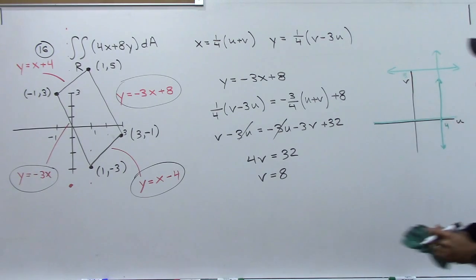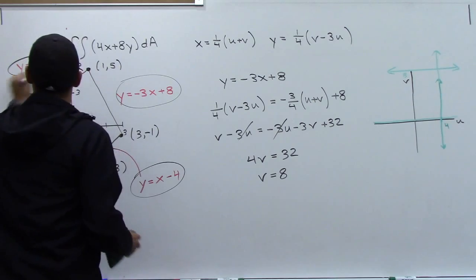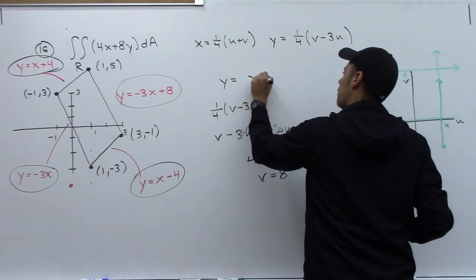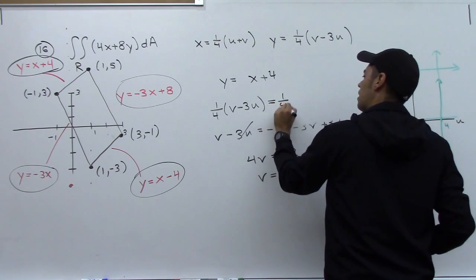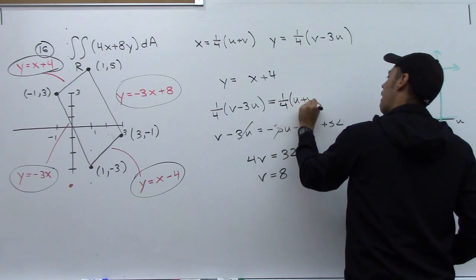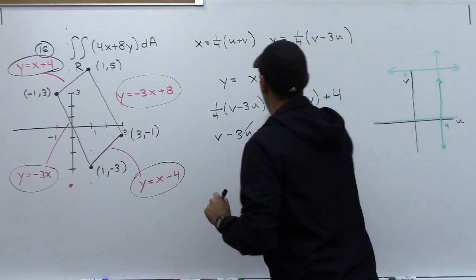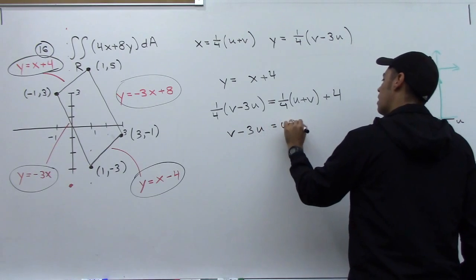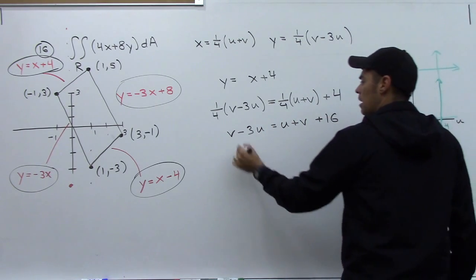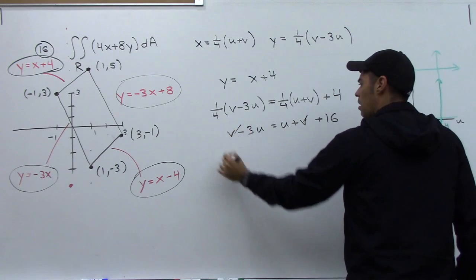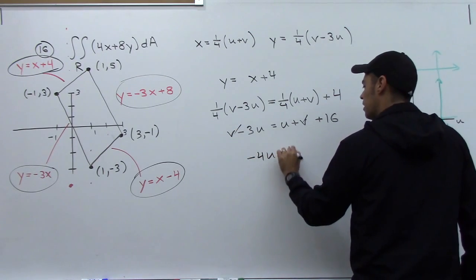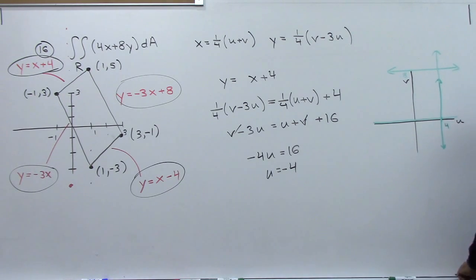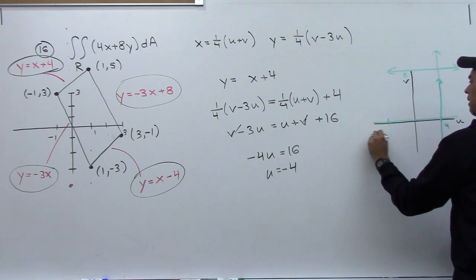And then finally, if I do this one, x plus 4. So I get y equals, here's x plus 4. Then multiply everything by 4. V minus 3u equals u plus v plus 16. Yeah, the v's are gone. You get negative 4u equals 16. So u equals negative 4, which means u is negative 4 is over here.